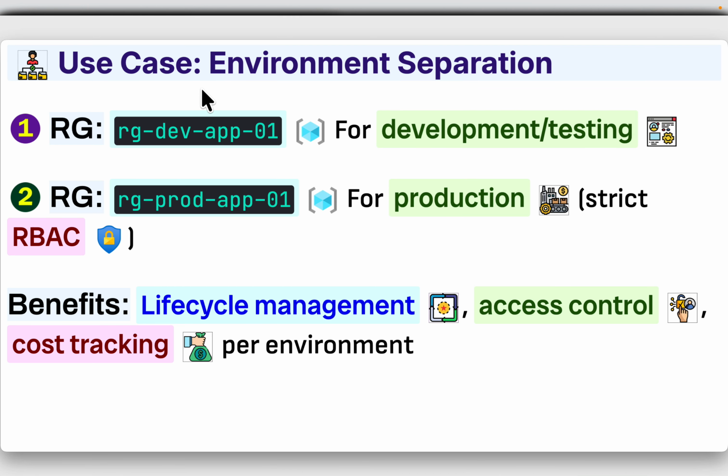Some use cases for environment separation. For example, for resource groups, you can have something like RG dev app 01 for dev test, and for production, RG prod app 01. You can have strict RBAC inside this. You can put role-based access control policies here. It will apply to all resources under it, and you can have a bit more relaxed access over here. Benefits are lifecycle management, access control, and cost tracking per environment.